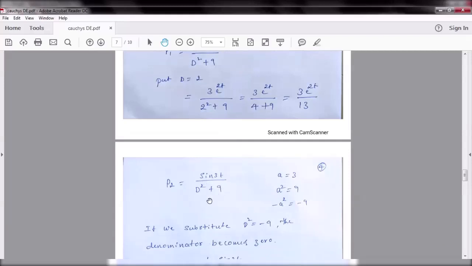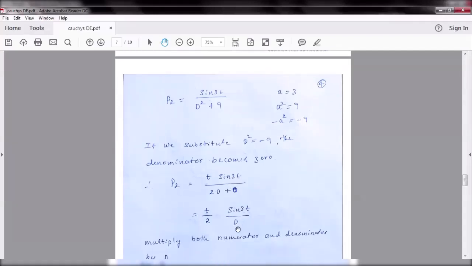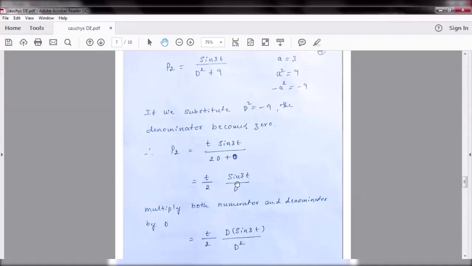P2 is sin 3t by (d square plus 9). Sin 3t means a will be 3, a square will be 9, so d square becomes minus 9. If we substitute minus 9 in the denominator, the denominator becomes 0. So write t in the numerator, sin 3t, and differentiate the denominator: 2d, and the derivative of 9 will be 0. So it is t by 2d.